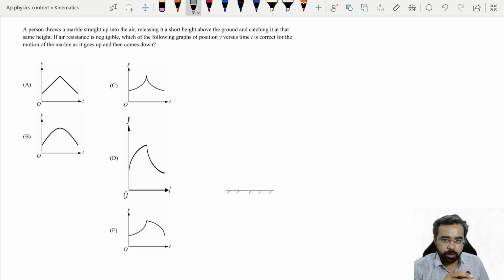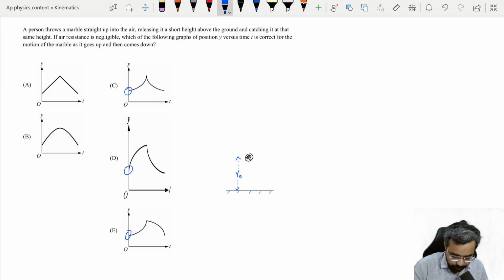In this question, we will draw the position time graph for a marble that was thrown at some height above the ground. So imagine it is at this height. It means that its initial position, that I can say y0, is not 0. So it is at some height. So when we draw its graph, we will not start it from 0. As you see in all the graphs, it's not starting from 0.